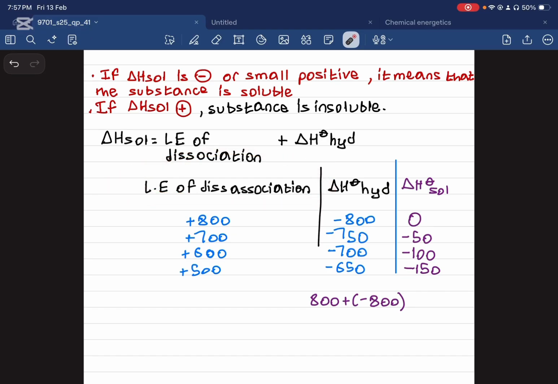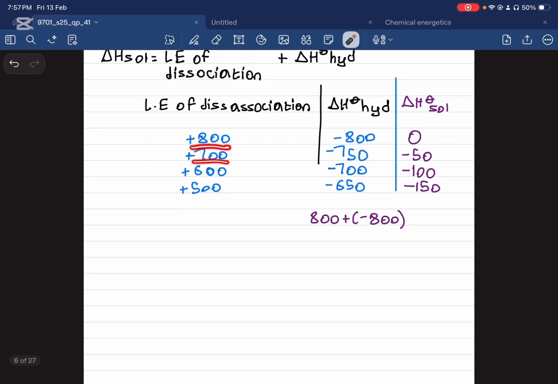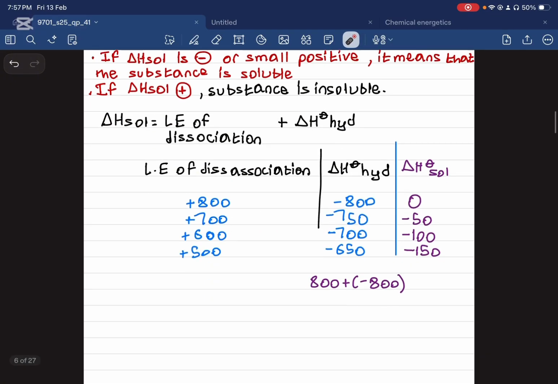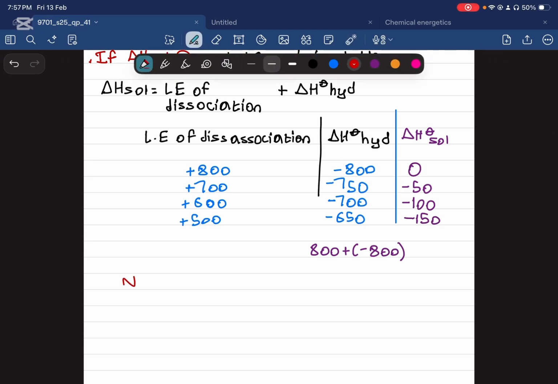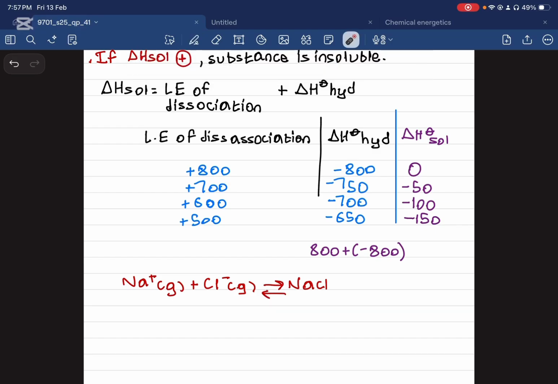Now, imagine this. What is this? This is the energy required to break that ionic solid which is formed back into its gaseous ions, right? So let's say if you have Na plus gas plus Cl minus gas, the forward reaction is lattice enthalpy. But the backward reaction is lattice enthalpy of dissociation. So what is this? You're breaking the ionic solid into its ions. Bond breaking is endothermic. That's why positive.